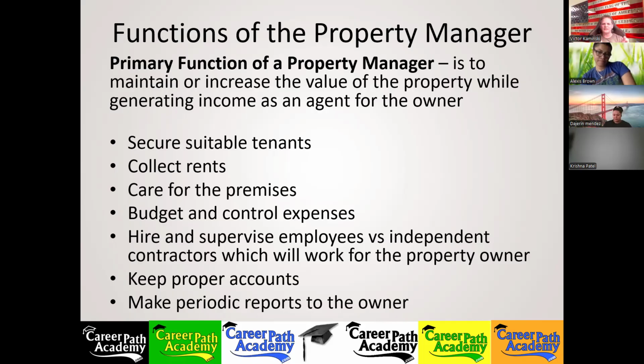And of course, you maintain or increase the value by maintaining the property, but it could also be suggesting and making improvements to the property, because if they do that, then maybe they could get even more income out of the property. Securing suitable tenants, collecting rents, caring for the premises, budgeting and controlling expenses, hiring and supervising employees versus independent contractors. If they gave us the authority to hire employees, those would be employees under that property owner.